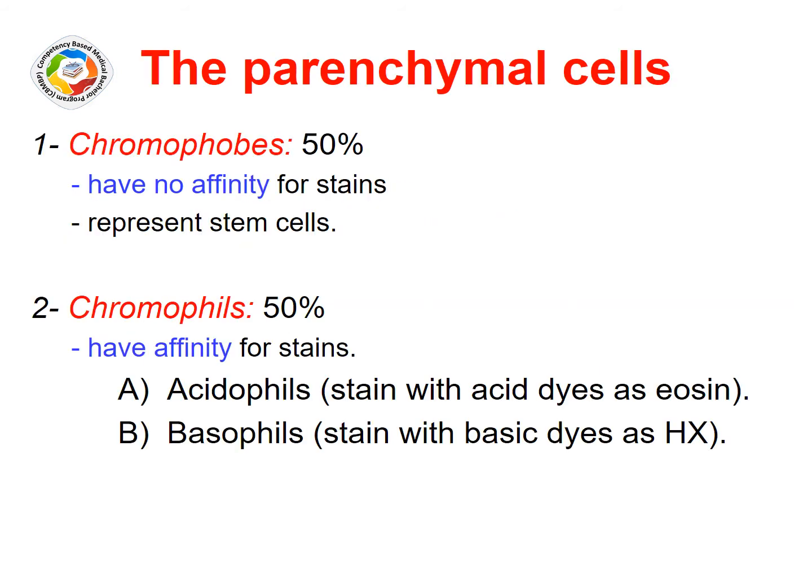The parenchymal cells. According to the affinity for stain, the parenchymal cells are subdivided into two types. Chromophobes represent 50% of the cells, have no affinity for stain, and represent stem cells. The other type also represents 50% of the cells and is called chromophiles. Chromophiles have affinity for stain, and are subdivided into acidophiles, stained with acidic dye such as eosin, and basophiles, stained with basic dye such as hematoxylin.